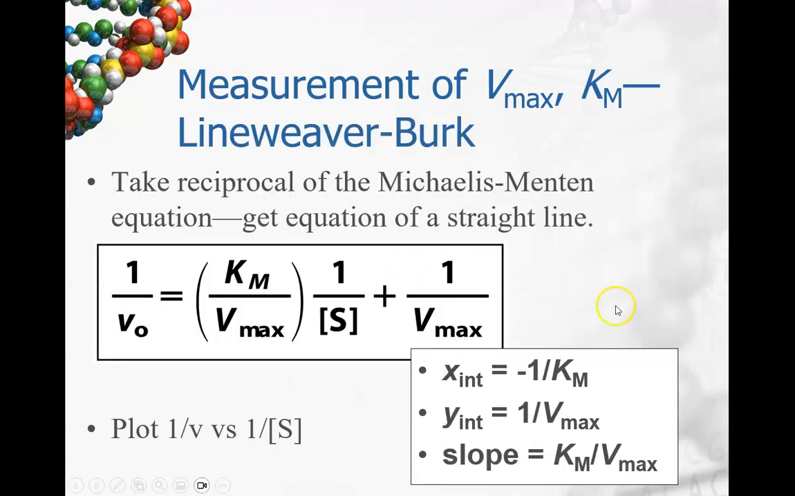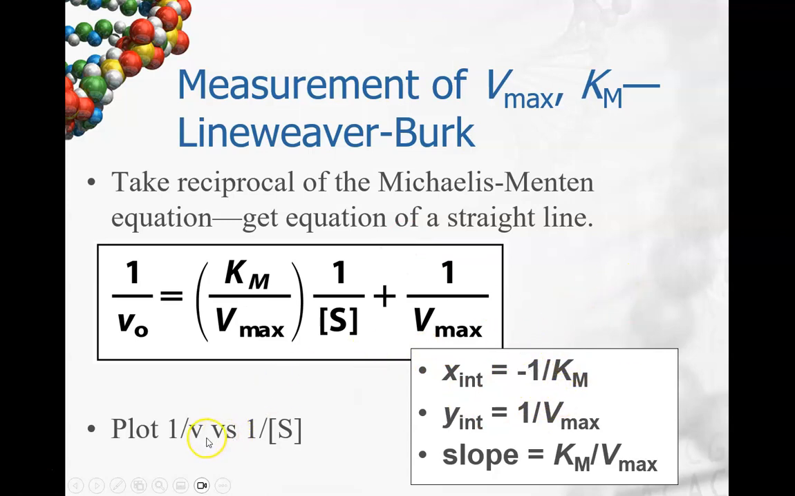So back in the olden days when curve fitting software was not as readily available, but you could get a piece of graph paper and a pencil and you could plot a straight line, people used to make these Lineweaver-Burk plots. So you take the Michaelis-Menten equation and then you take its reciprocal and you get y equals mx plus b, where the y-intercept is 1 over Vmax, the slope is Km over Vmax, and if you solve for the x-intercept, minus b over m, it turns out to be minus 1 over Km.